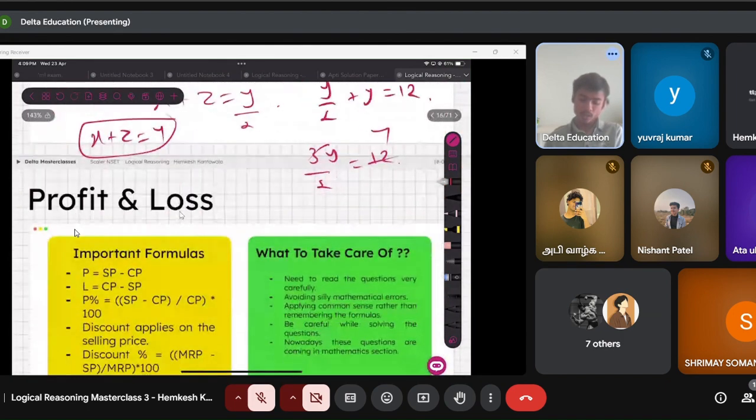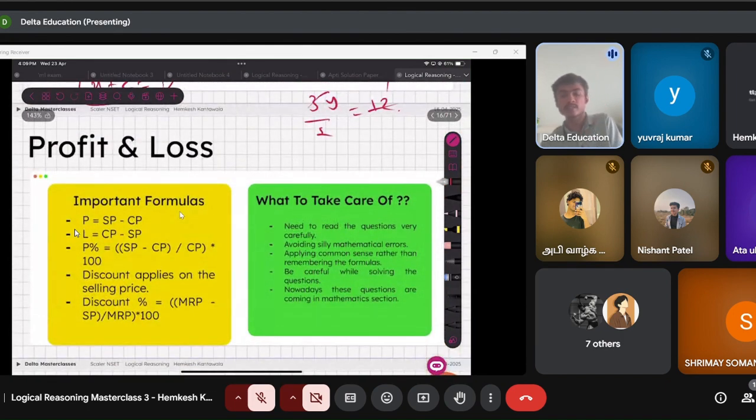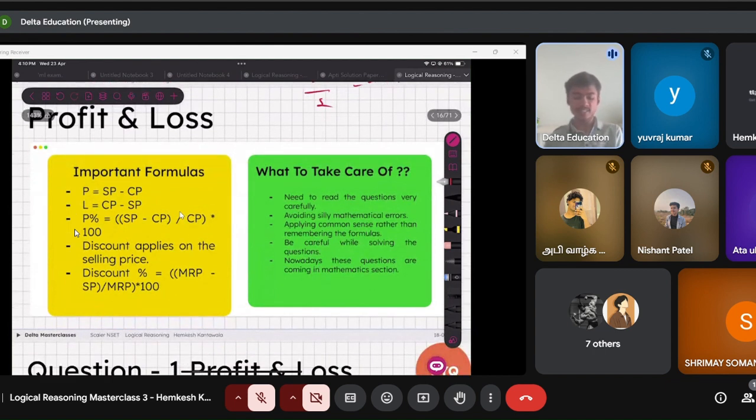Now let's start today's class with profit and loss. Correct. Basically, there are a few formulas in this topic. First of all, nowhere is a heavy formula needed. You just need a bit of common sense. Now, what is profit?